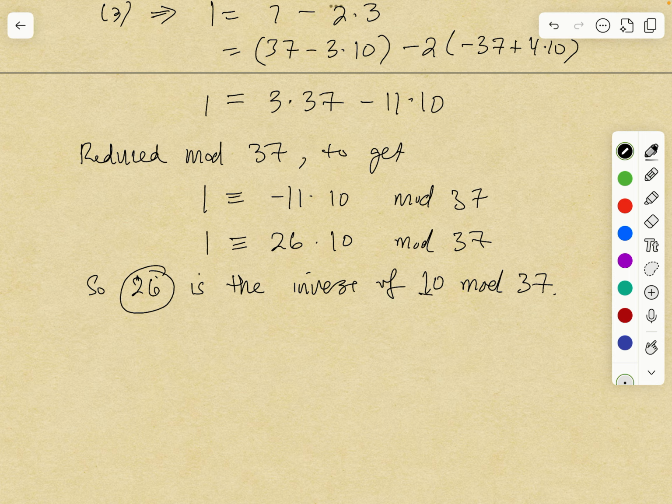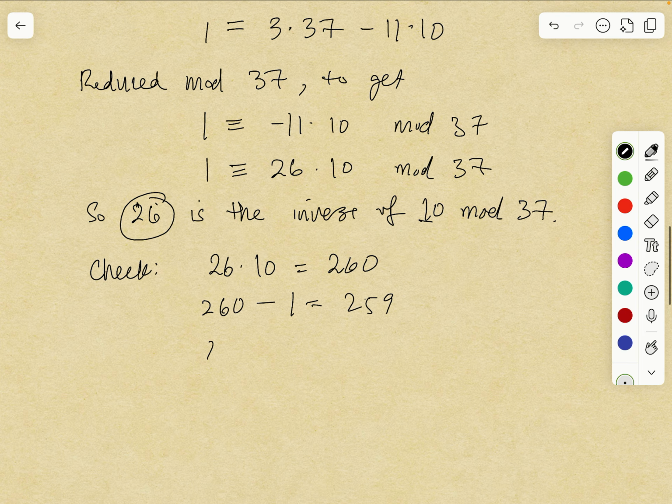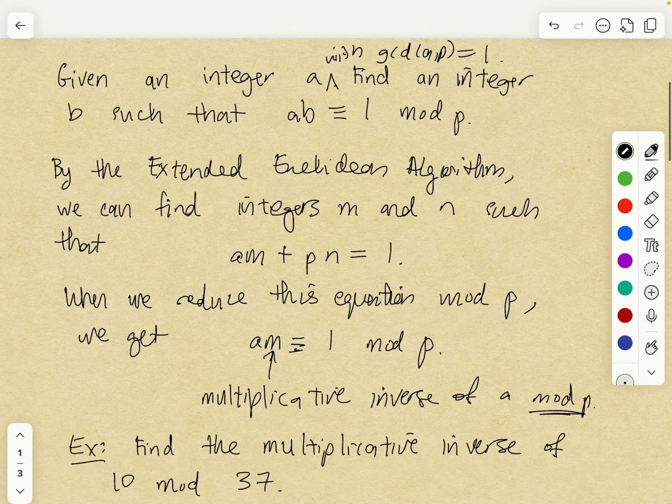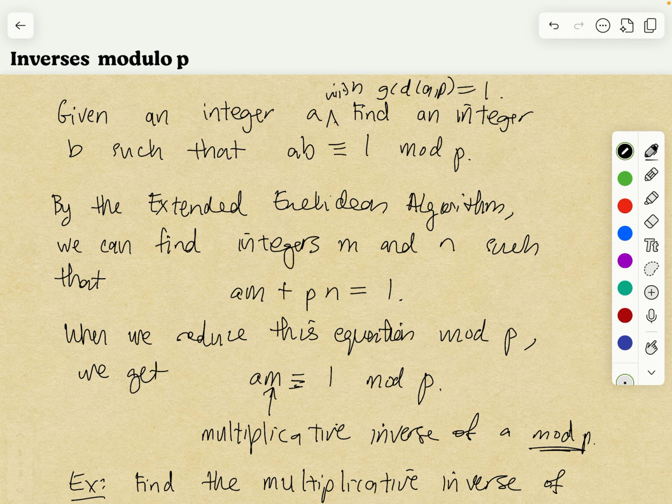You can check that 26 times 10 minus 1, so that's 259, is, so let's check. So 26 times 10 is 260. 260 minus 1 is 259. Is that a multiple of 37? It turns out yes, because you get 7. So that's how you find the multiplicative inverse of an integer mod p.